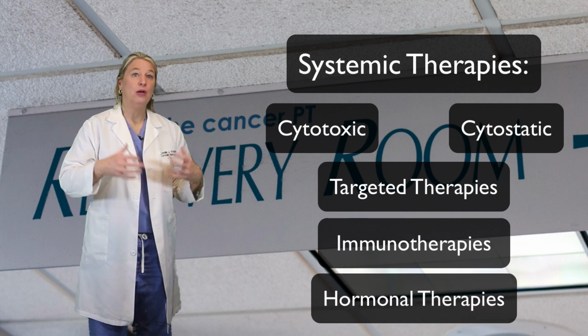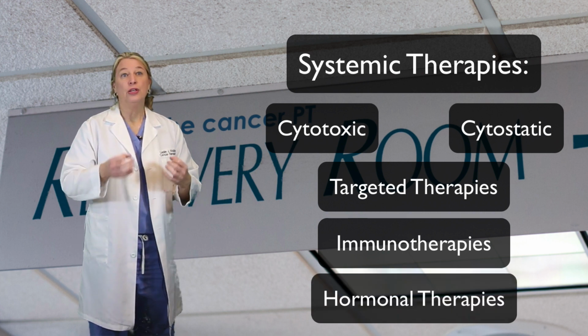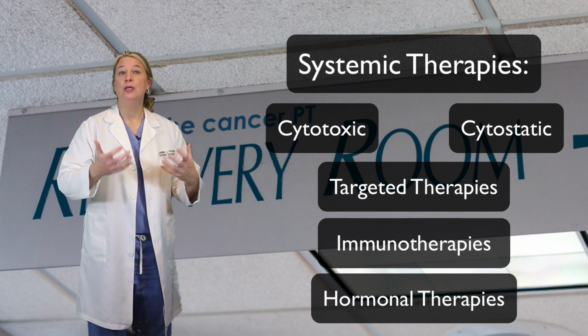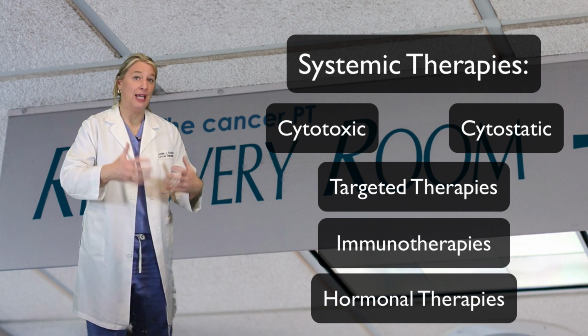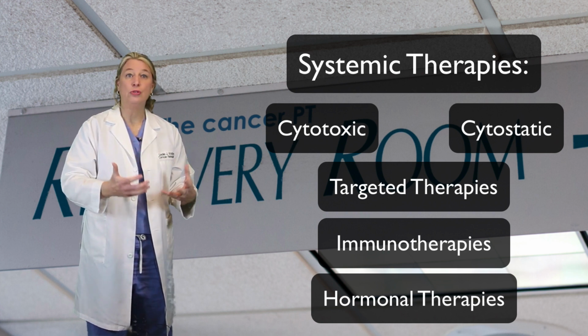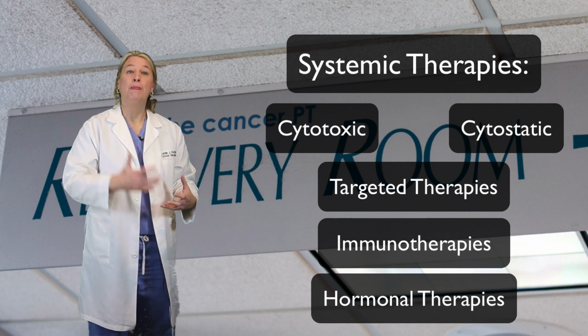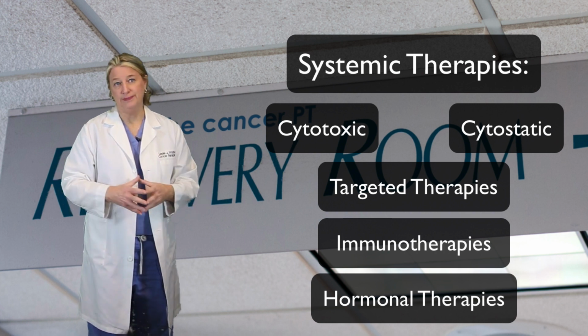Then finally, there are hormonal therapies. Some cancers, like breast and prostate, use the body's natural hormones, like estrogen and testosterone, to grow and divide. In these cases, anti-hormonal therapy drugs are used, whether it's androgen deprivation therapy in men with prostate cancer or anti-estrogen treatment in persons with breast cancer.